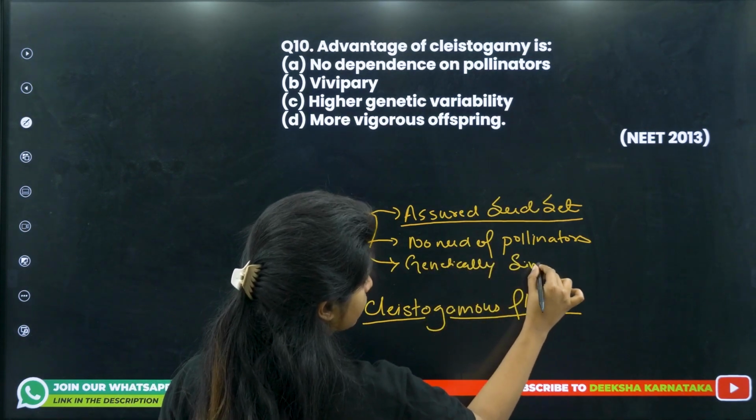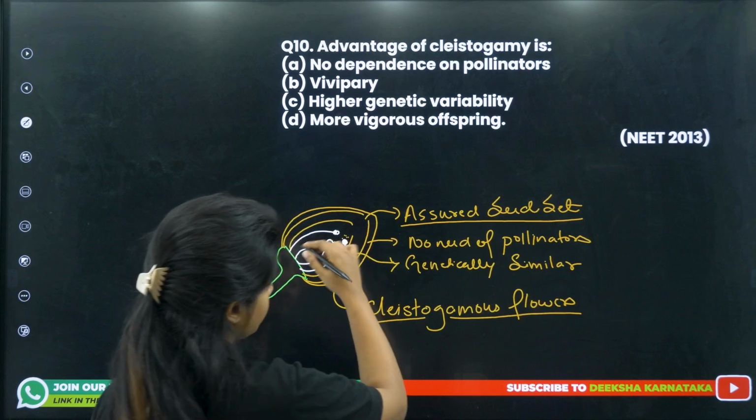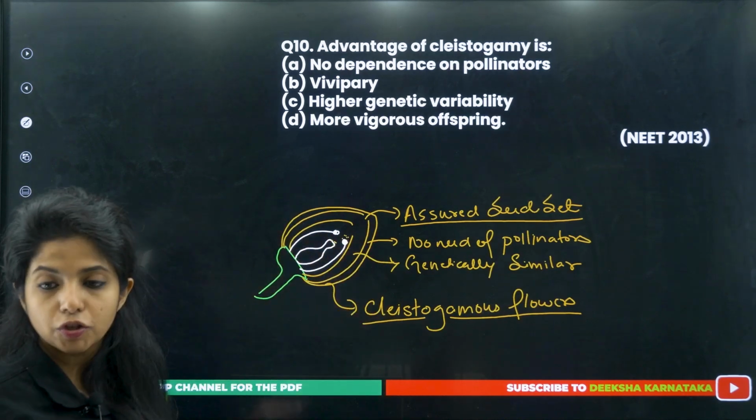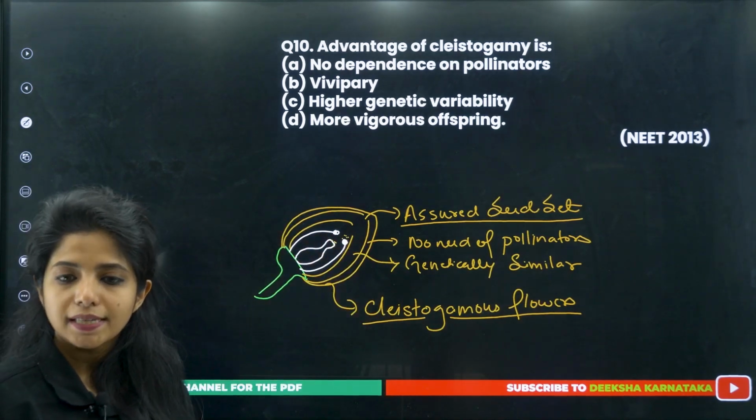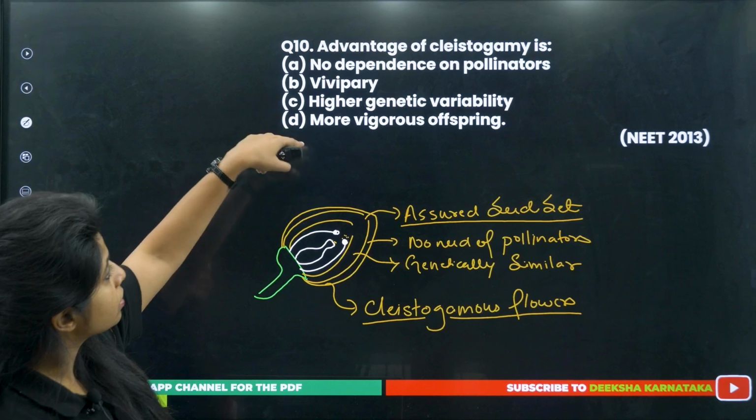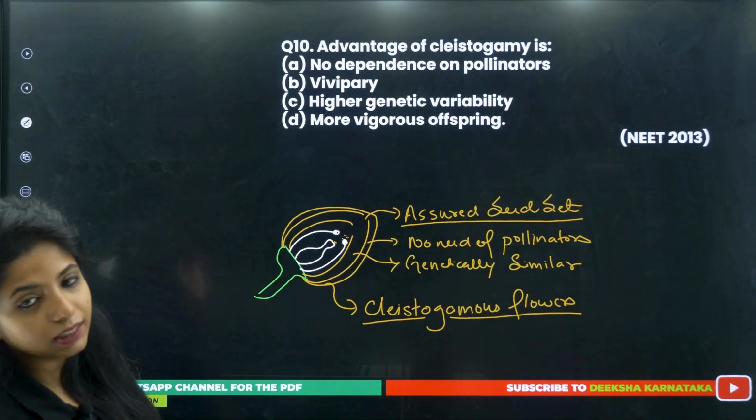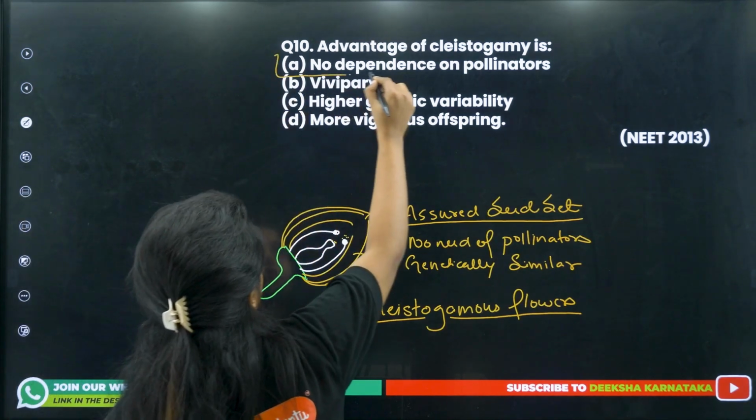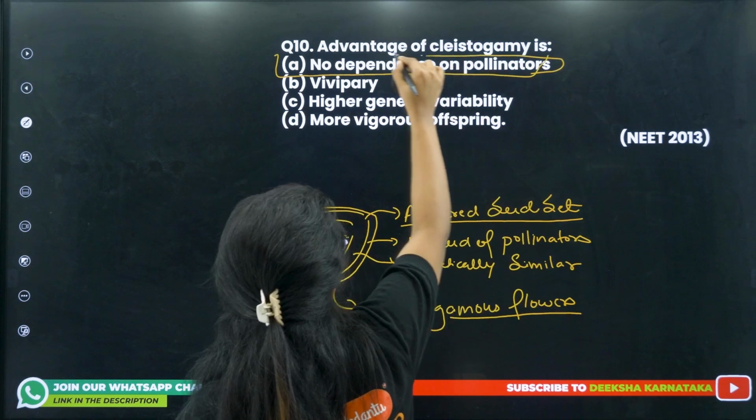Genetically similar. Obviously same pollen, same everything, the same plant cell pollination is happening, so genetically it has to be similar. Okay, now over here you see no dependence on pollinators, that is the correct answer. You do not need pollinators. The first statement itself gave you the answer if you know this thing.